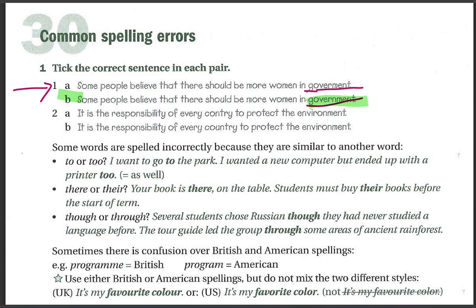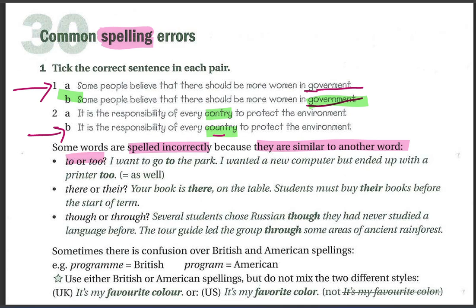It is the responsibility of every country to protect the environment. Which one is correct? Country, without you or with you. Very good. It's B. So in this unit, it's more about the spelling, the dictation. So look at here. Some words are spelled incorrectly because they are similar to another word.